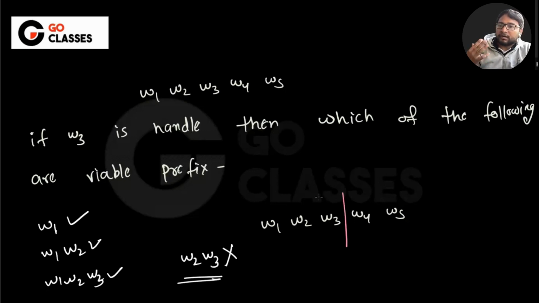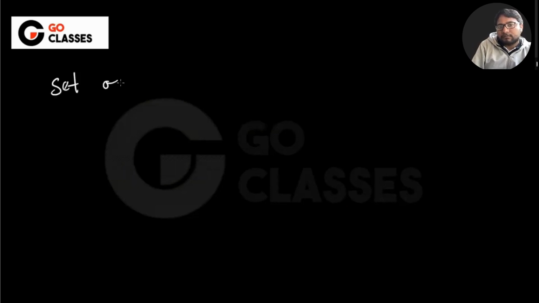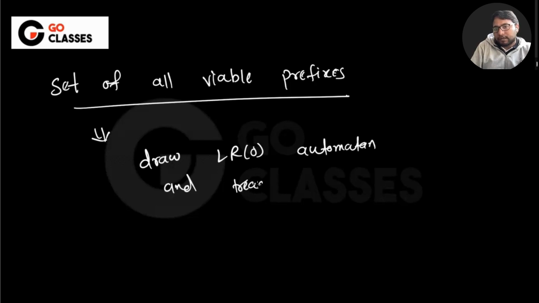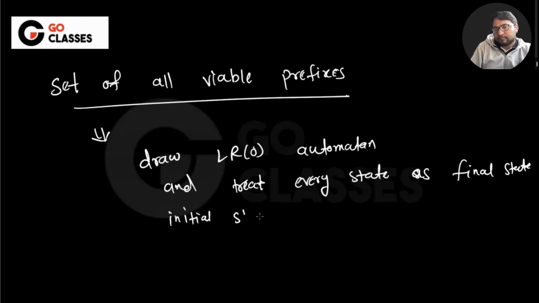Now in the viable prefix, there could be two types of questions. If someone asks you the set of all viable prefixes, how do you solve it? Draw the LR(0) automaton and treat every state as a final state. The initial state is fixed and known.